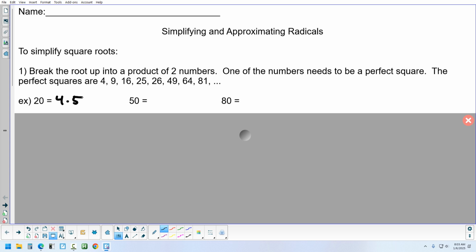So 4 times 5. Now there is a second step. We're not doing it yet. We're just practicing breaking up the number first. So if we were going to simplify, that's the first step. 4 times 5.